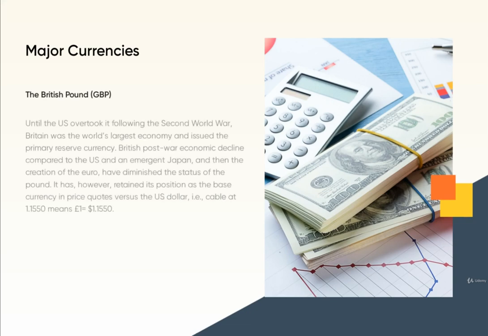The British pound, GBP. Until the US overtook it following the Second World War, Britain was the world's largest economy and issued the primary reserve currency. British post-war economic decline compared to the US and an emergent Japan, and then the creation of the euro, have diminished the status of the pound. It has, however, retained its position as the base currency in price quotes versus the US dollar. That is, cable at 1.1550 means £1 equals $1.1550.